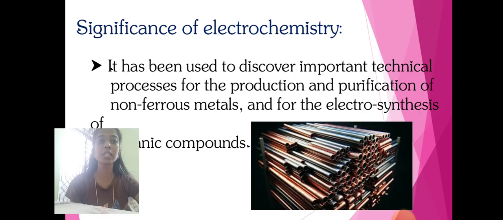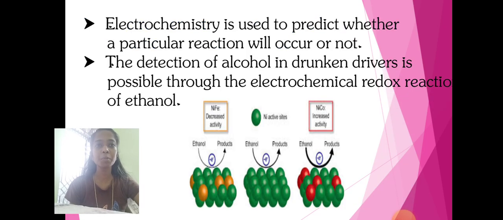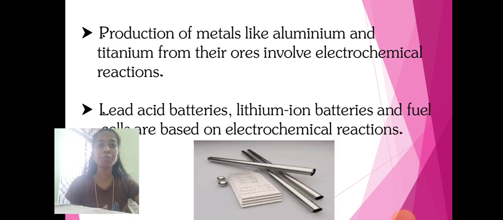Electrochemistry is used to discover important technical processes for the production and purification of non-ferrous metals and also for the synthesis of organic compounds. Next, electrochemistry is also used to predict whether a reaction will occur or not, and also for the detection of alcohol in drunken drivers. That is one of the main principles of electrochemistry. Then production of metals like aluminium and titanium from their sources involves electrochemical reactions. Lead acid batteries, lithium ion batteries and fuel cells are also based on electrochemical reactions.